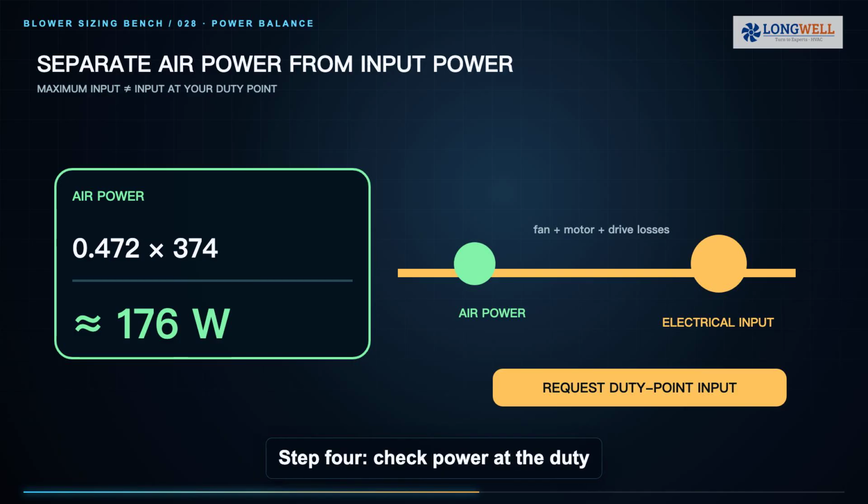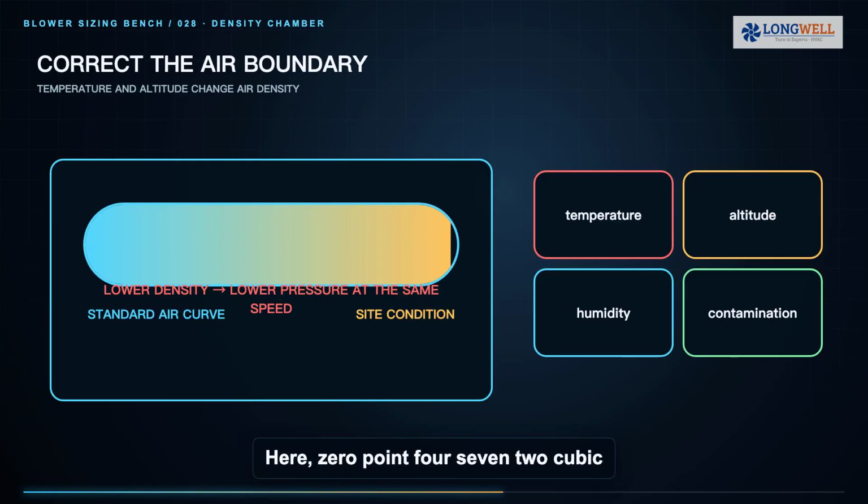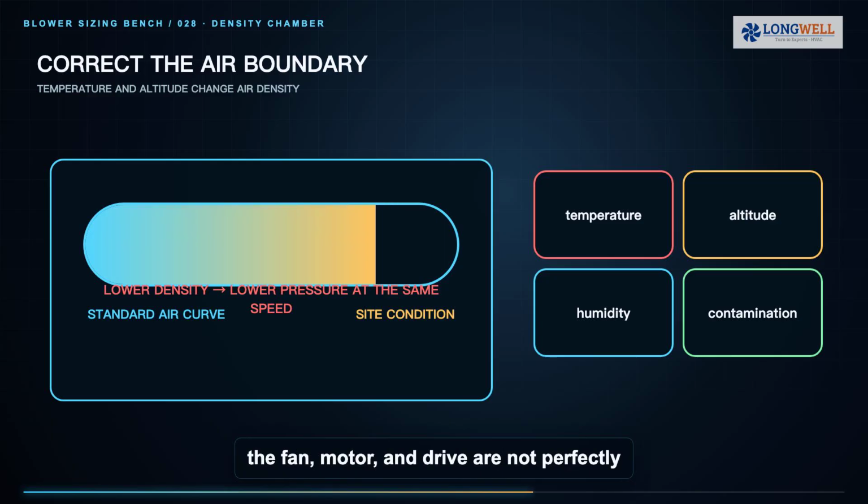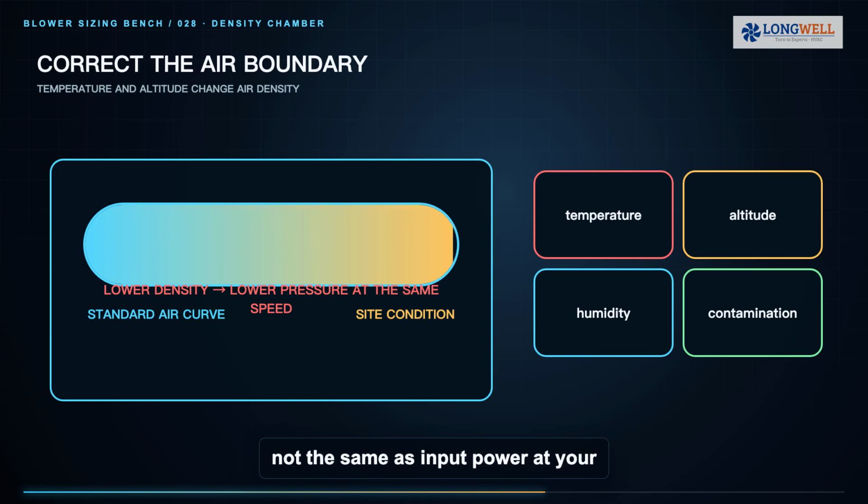Step 4. Check power at the duty point. Air power is airflow in cubic meters per second multiplied by pressure in pascals. Here, 0.472 cubic meters per second times 374 pascals is about 176 watts of air power. Electrical input must be higher because the fan, motor, and drive are not perfectly efficient. A datasheet's maximum input power is not the same as input power at your operating point. Ask for duty point input and confirm motor and controller limits.